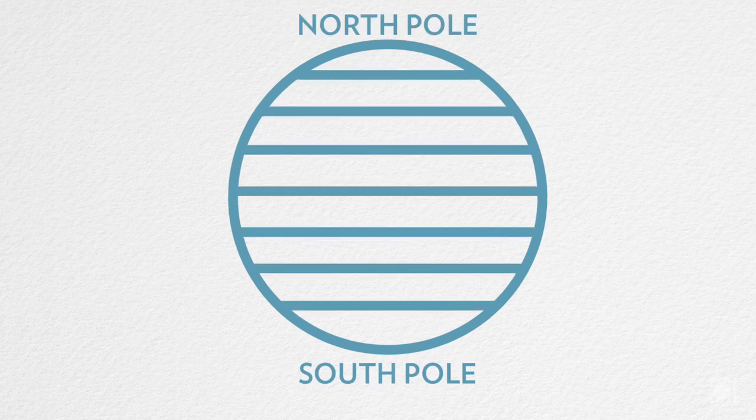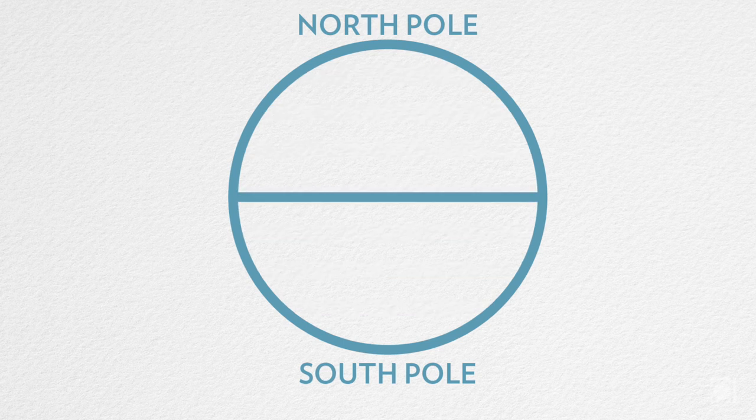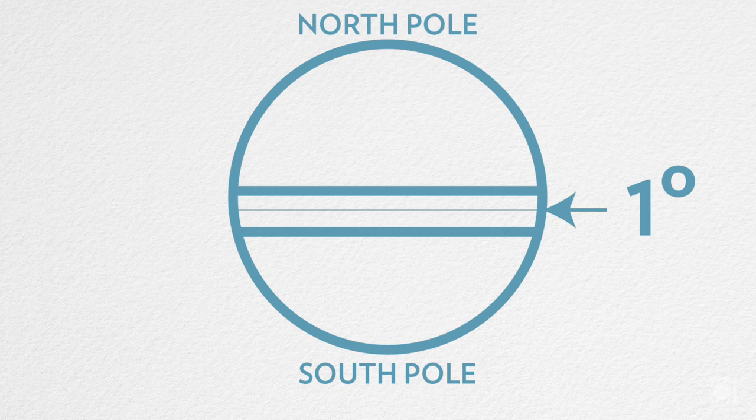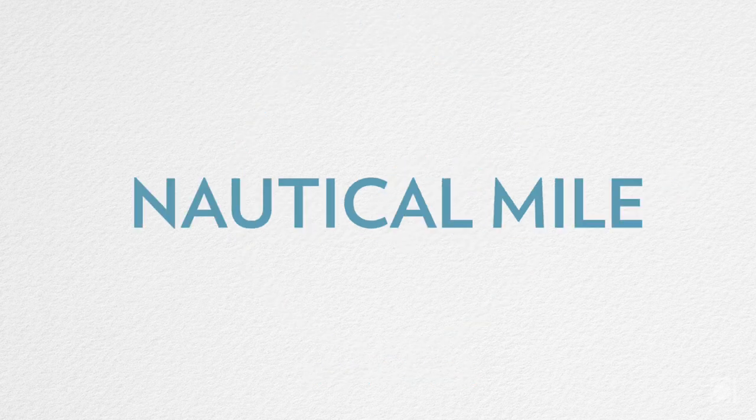The latitude measures how far you are from the equator. 90 degrees goes to the North Pole. Longitude measures around the other direction. Now, if you take 1 degree of latitude, 1 degree, out here on the surface of the Earth and divide it by 60, you get a nautical mile.